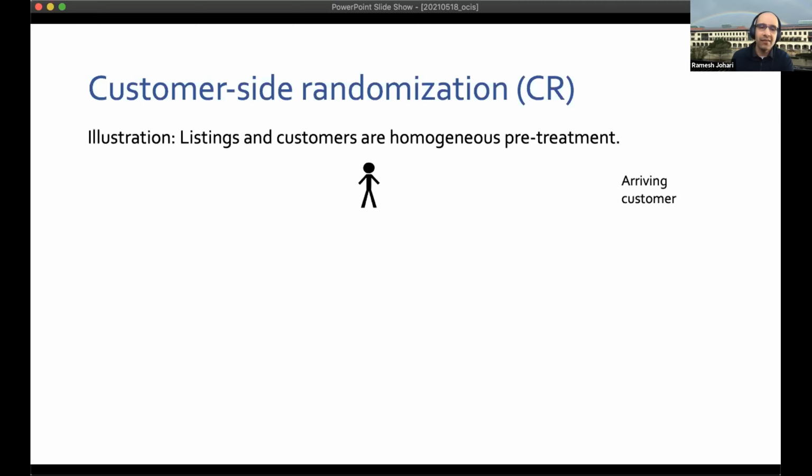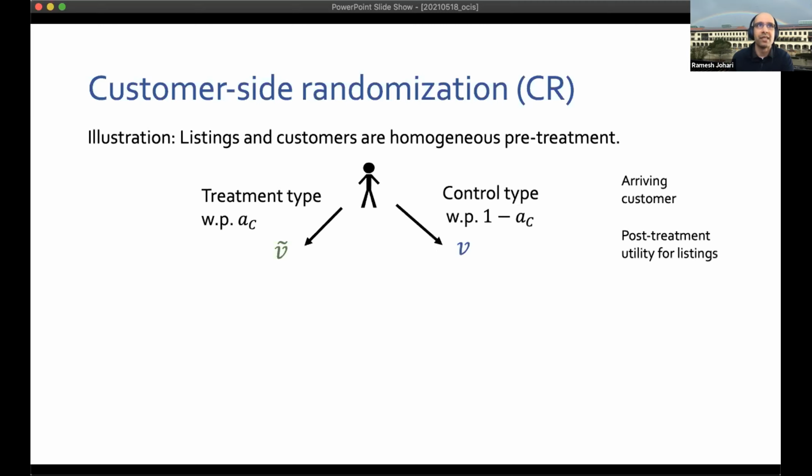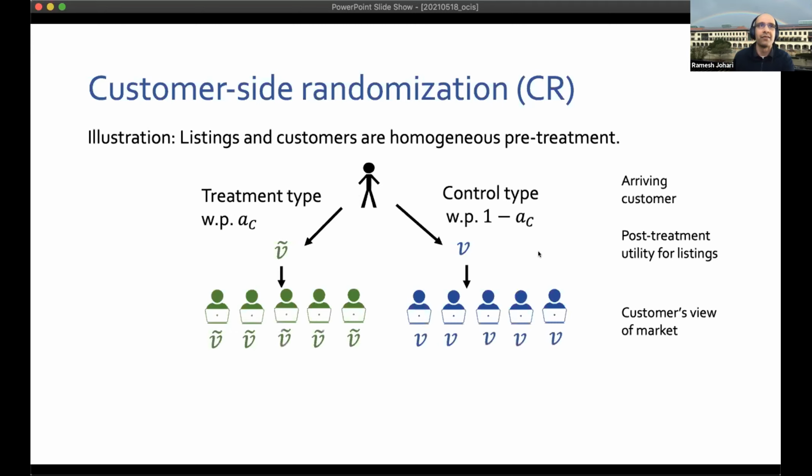Okay, so suppose I have an arriving customer. What does customer-side randomization mean? It means that I have some probability this customer would be randomized to treatment versus control. If they're randomized to treatment, they have some utility V tilde. If they're randomized to control, they have some utility V for a listing. So this is the key parameter that drives this model. If the customer is randomized to treatment and they arrive to see a market with 5 available listings, they view all of those listings as having utility V tilde.